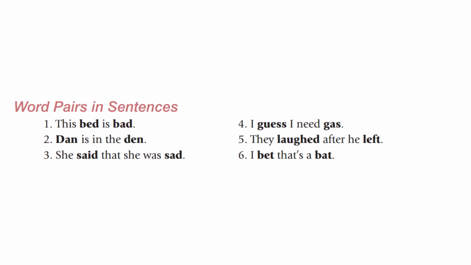Word pairs in sentences, ɛ and æ. This bed is bad. Dan is in the den. She said that she was sad. I guess I need gas. They laughed after he left. I bet that's a bat.